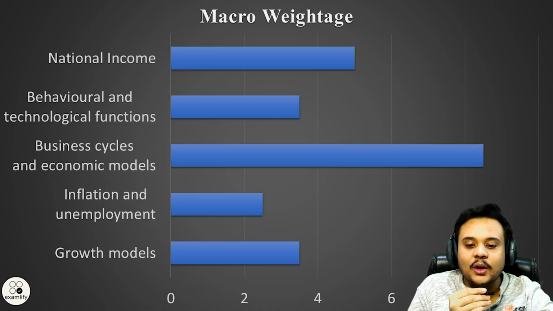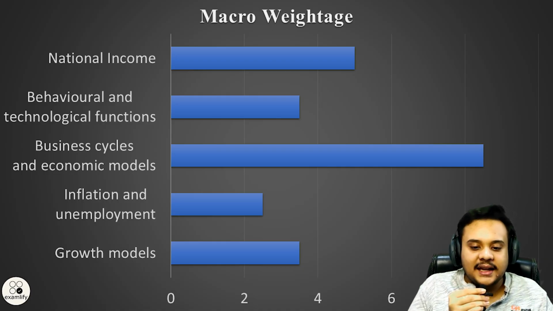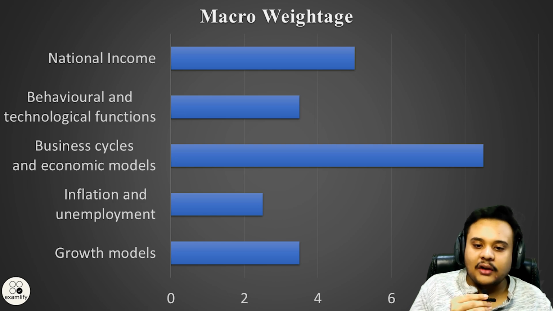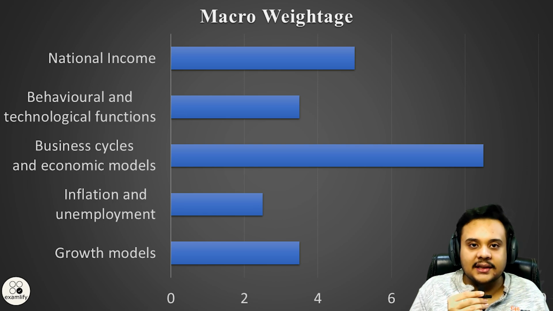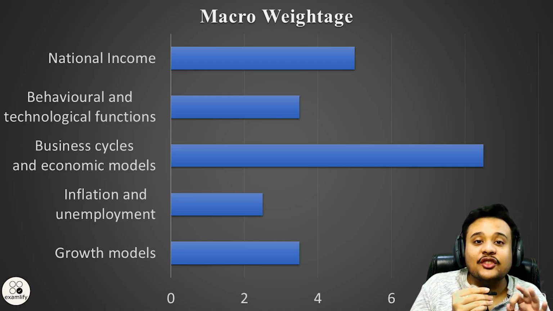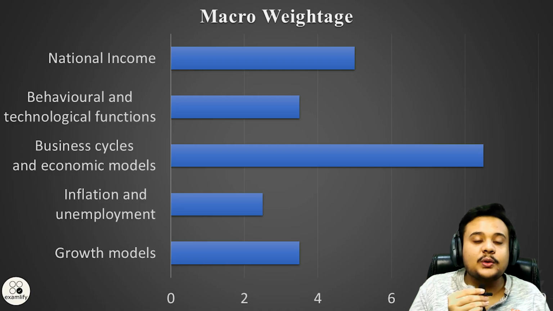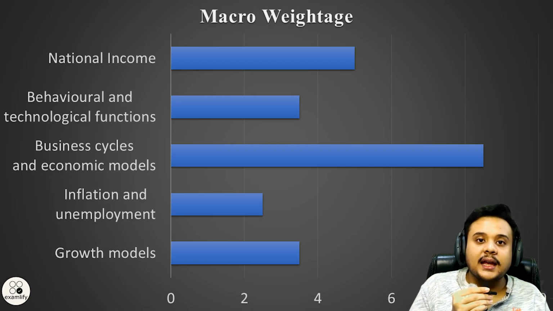So there is no negotiation in there. So these topics like inflation and unemployment, all of these topics, there is no negotiation in this. You cannot leave any of these. You can leave the topics where most of the students face difficulty, where most of the students are going to get the question wrong, okay.